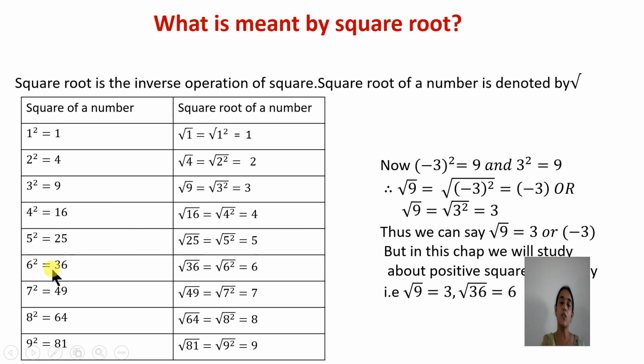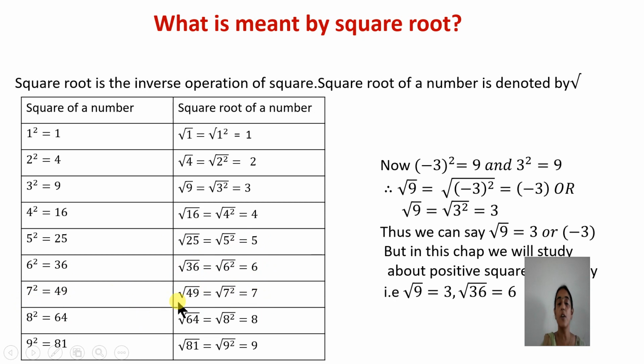6 square is 36, so root of 36 is equal to 6. I once again repeat, when you remove the square root sign, the square also gets removed. Now 7 square is 49, so root of 49 is equal to 7.